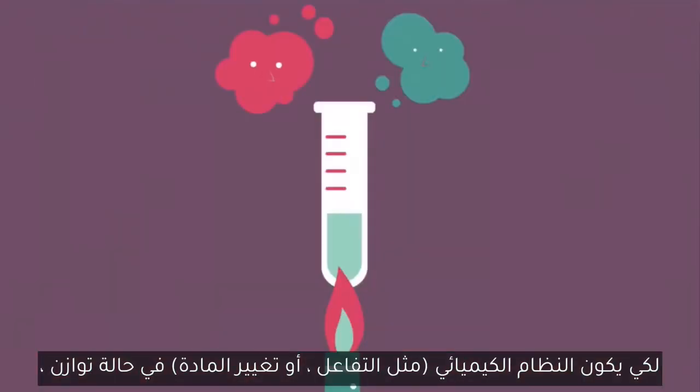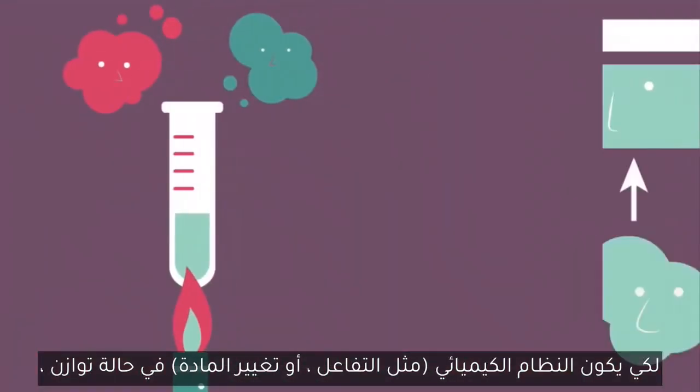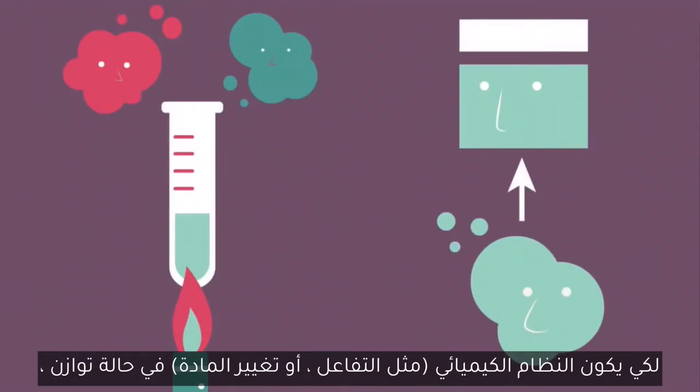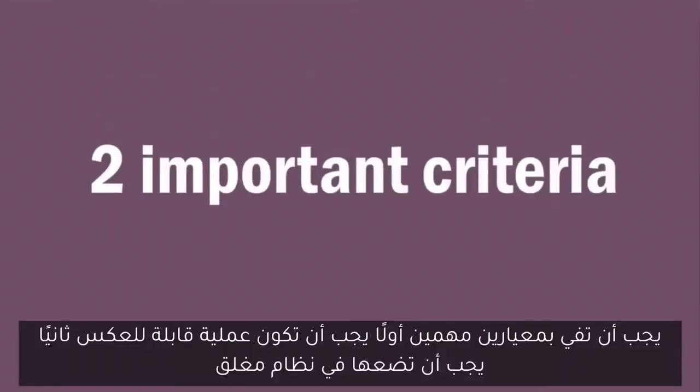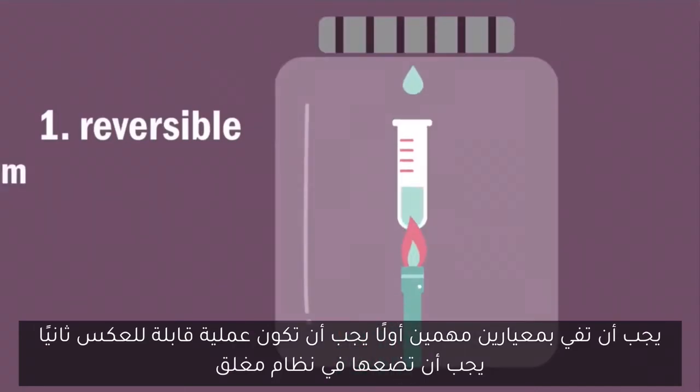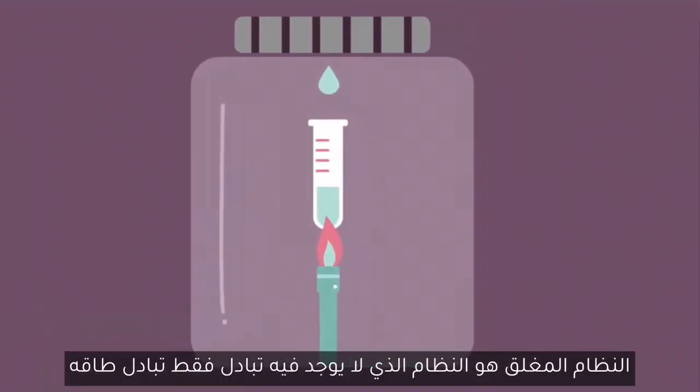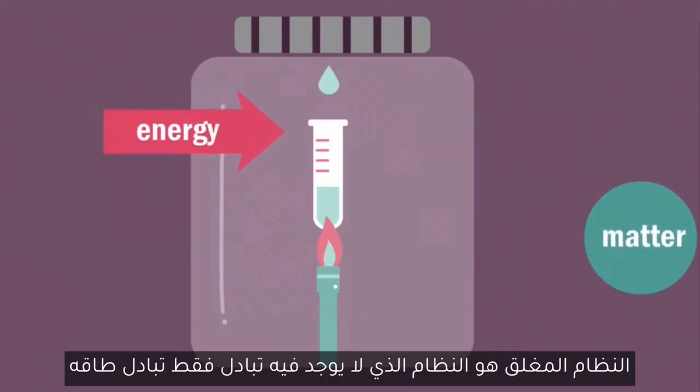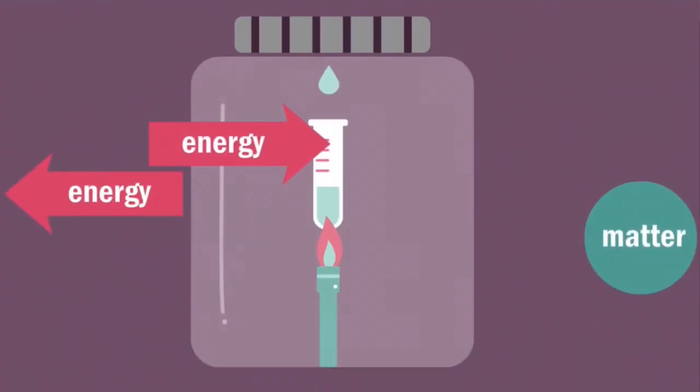For a chemical system, such as a reaction or a phase change, to be at equilibrium, it must meet two important criteria. First, it must be a reversible process. Second, it must be taking place in a closed system. A closed system is one where there is no exchange of matter, only exchange of energy.